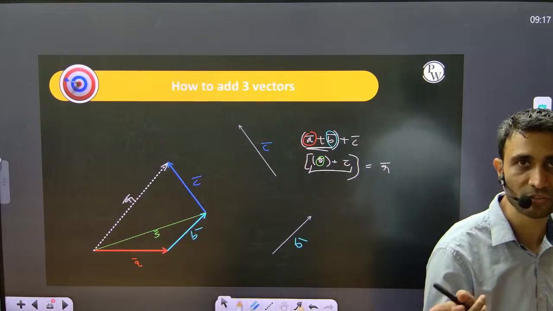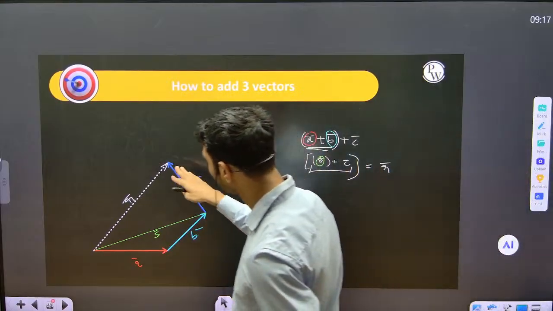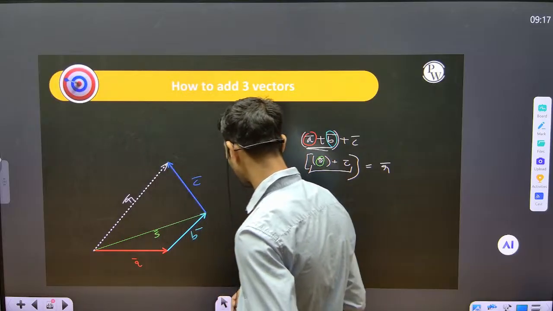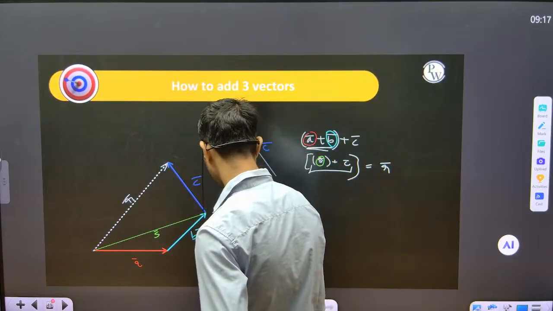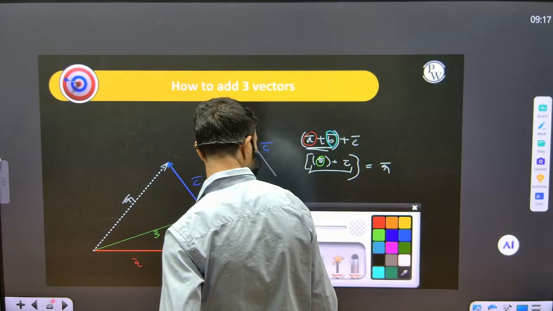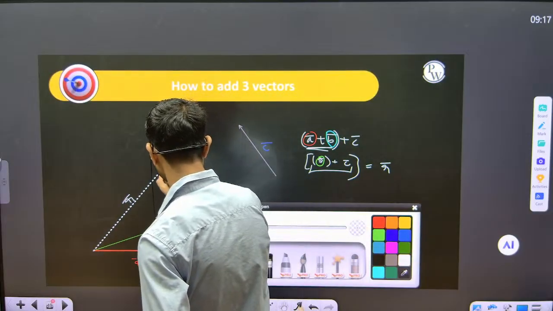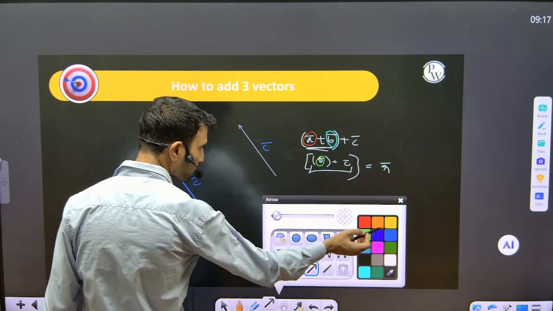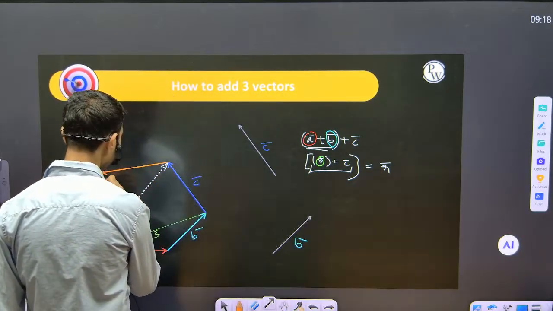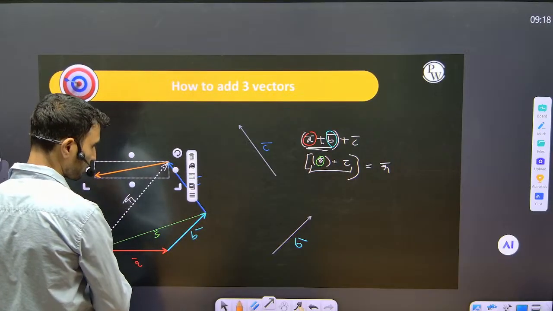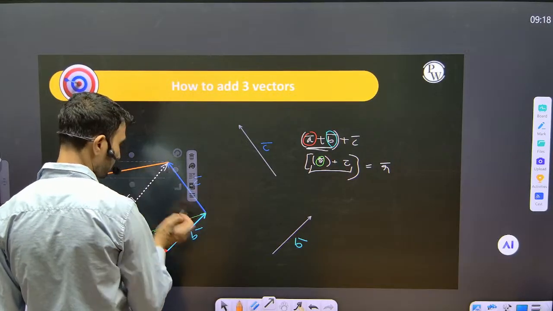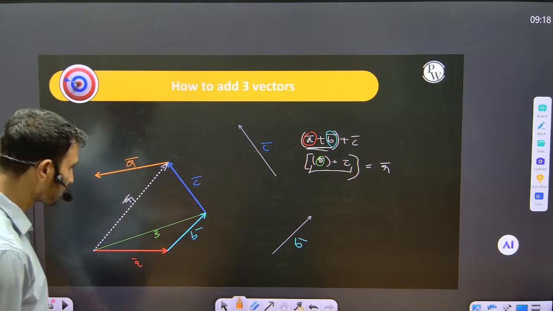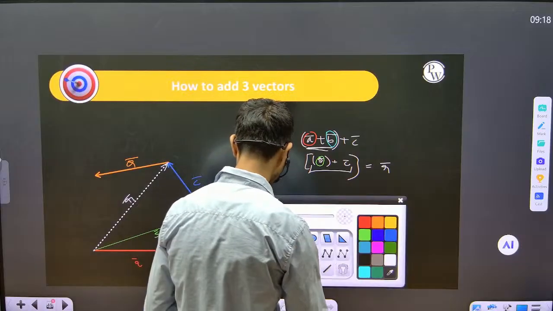Only this time you have to get the fourth vector and join it here, right? And then you can add the fourth vector also. So I will show you if you have an extra vector to add. Let's say this is the fourth vector you wanted to add. Let's give it a name, call it q vector.